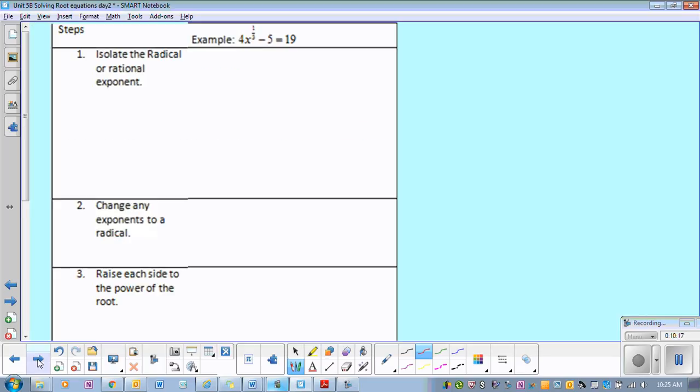All right, let's try the next one. Will you do any rows on the top? On the quiz, yeah. Extraneous solution. Yeah. All right, so let's try the next example.